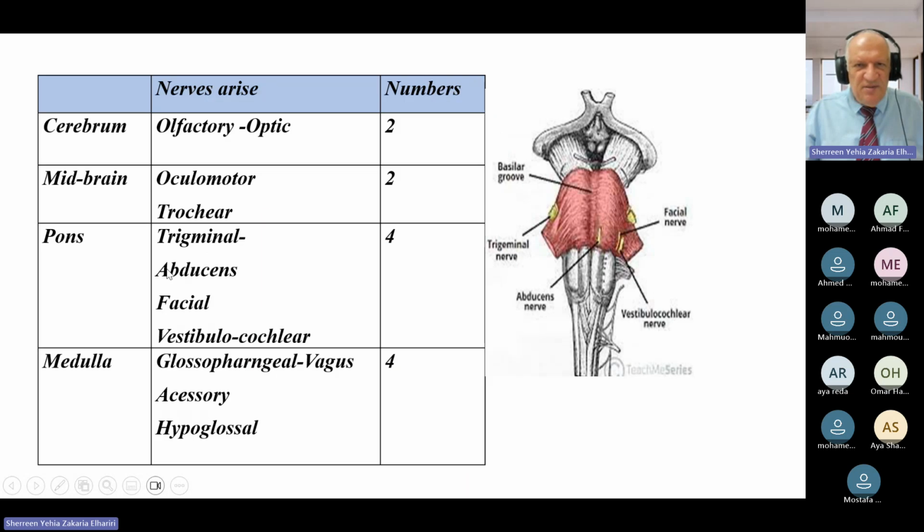Maybe this picture is not clear. Okay, this is the origin of the nerves. Of course, most of the nerves arise from the pons, medulla, and the midbrain, except oculomotor, trochlear, olfactory, and optic.